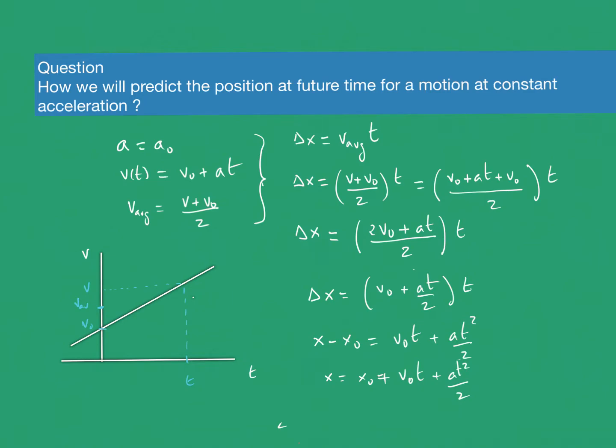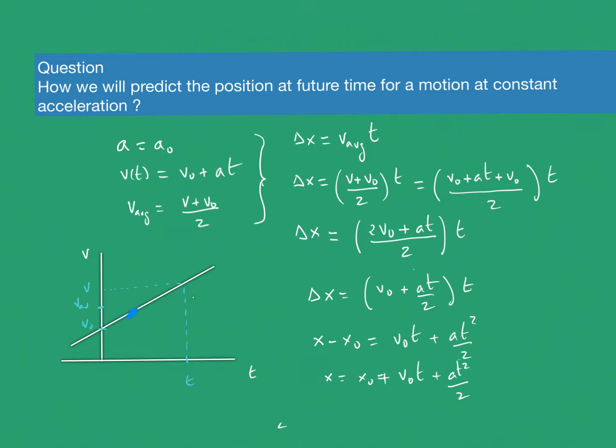So this was our initial question, and we smell that the position should be like a parabola. So let's do it in a mathematical way, using the fact that V average is V final plus V initial divided by 2. For one thing, we have that the acceleration is constant. The acceleration being constant means that the slope is constant here.